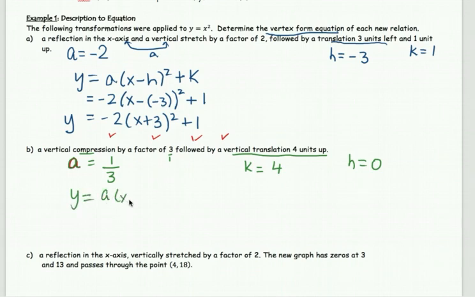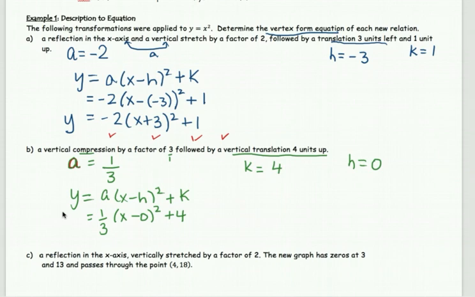I always write the general form out. If you keep doing that as well, you get it memorized, you get comfortable with it, and you'll be able to identify it quick. Just keep saying in your head vertex form. So A here is 1/3. That matches my vertical compression by a factor of 3. H is 0, right? It didn't say anything about left and right, so you assume 0.